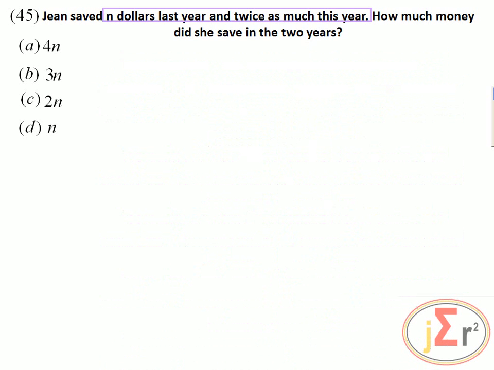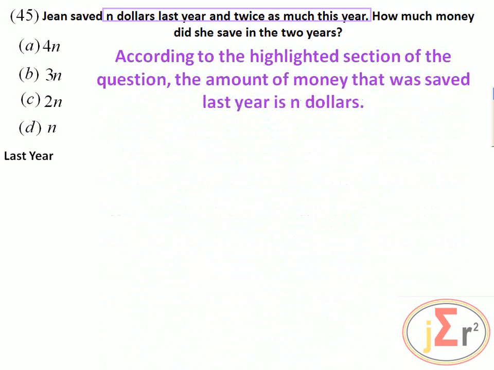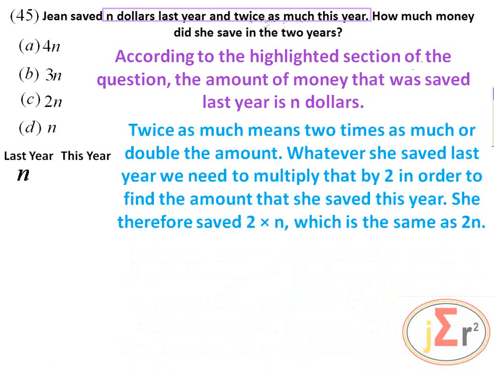So, for last year, we have N dollars. What about this year? We have it right there. Twice as much this year. Twice as much means 2 times as much, or double the amount. Whatever she saved last year, we need to multiply that by 2 in order to find the amount that she saved this year. She therefore saved 2 times N, which is the same as 2N.